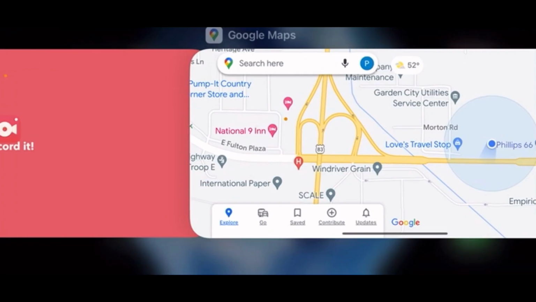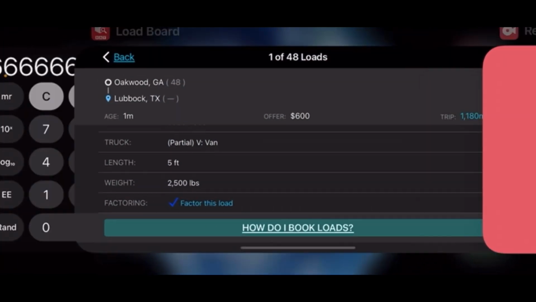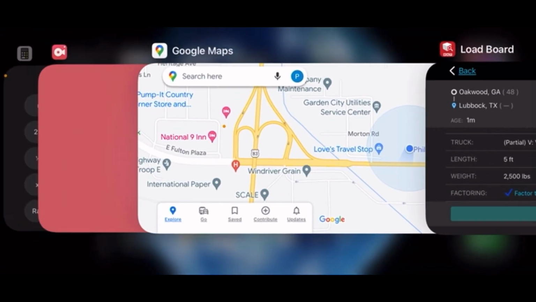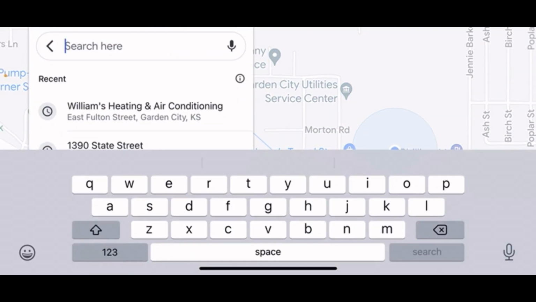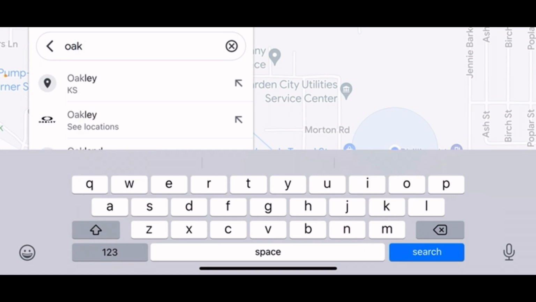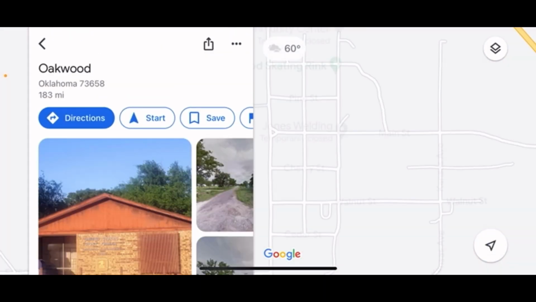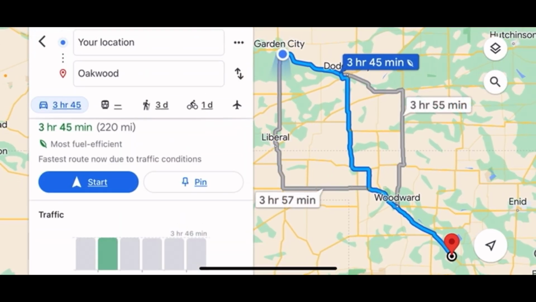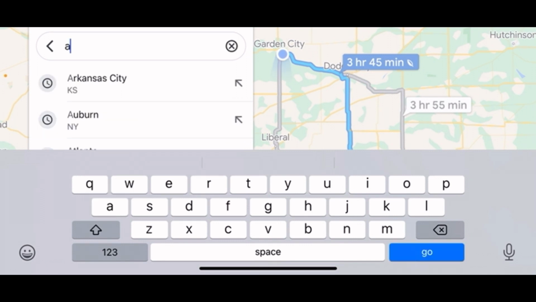Okay, so let's go back over here to the load board. We need to go to Oakwood, Georgia. So we're gonna go over here and type in Oakwood, Georgia, and hit directions. It'd be real easy for y'all to use Google Maps. Whatever works in your preference, you can use it, but I think the easiest one is Google Maps. That way you can calculate stuff a little easier. So my location, I'm gonna put Atlanta.